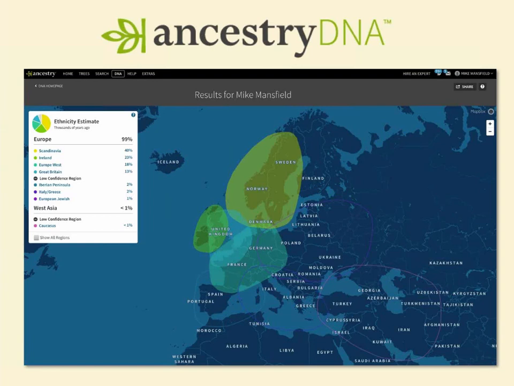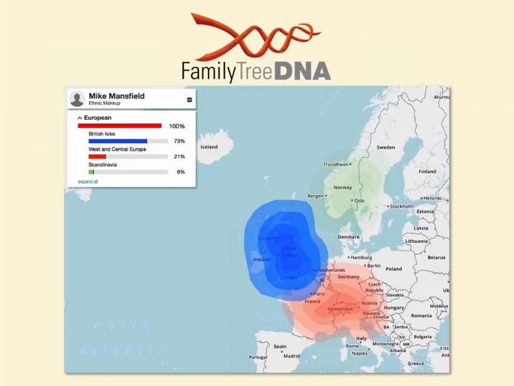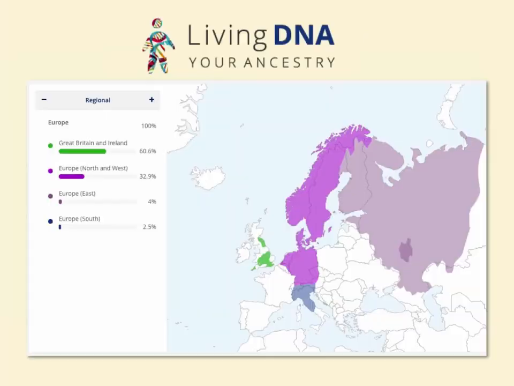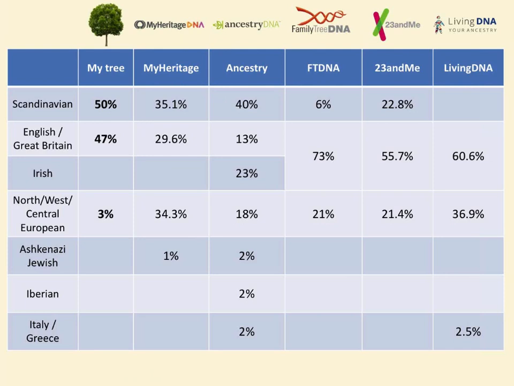But as you can see, the major testing companies provide a very similar sort of map-based user interface where I can see the various geographies and localities of my ethnicity, 23andMe, and finally Living DNA as well. So this is sort of the chart that I wanted to get to.